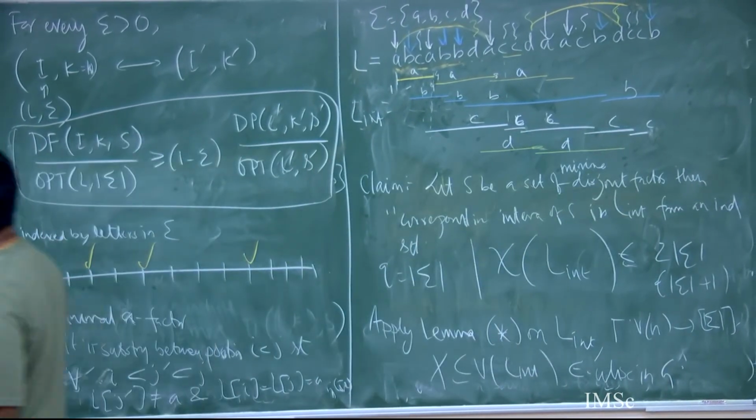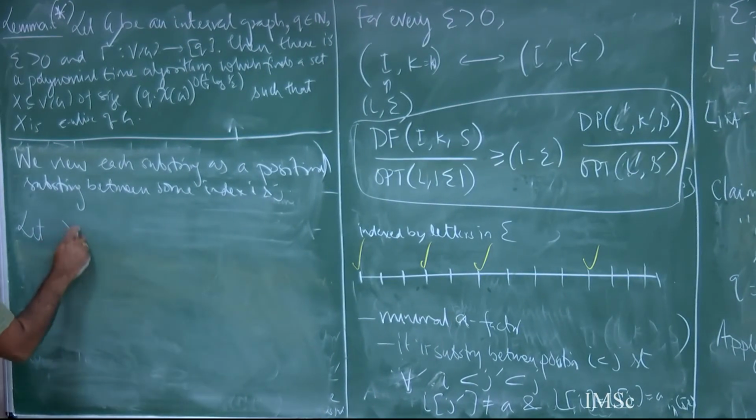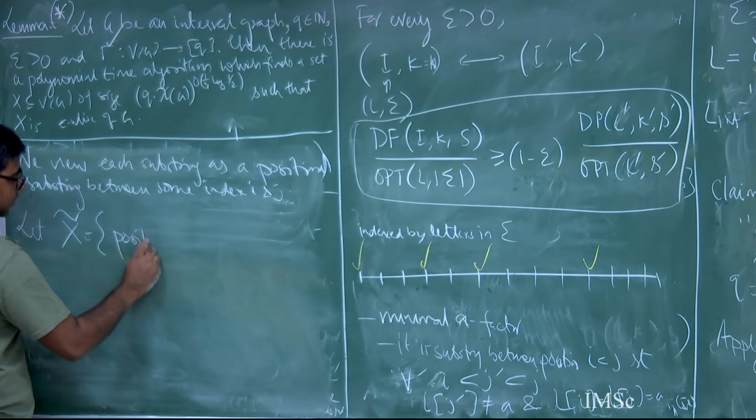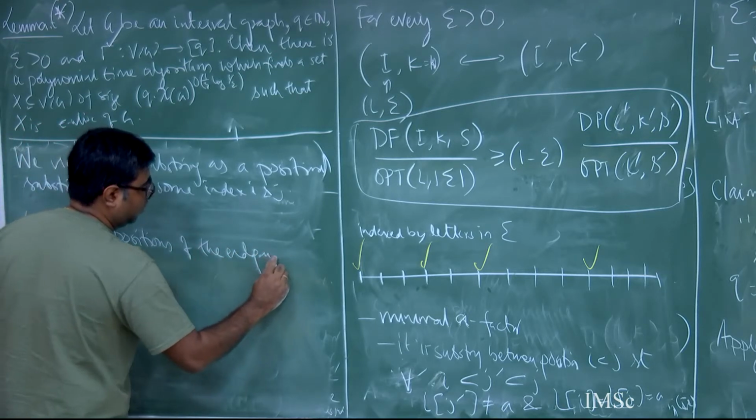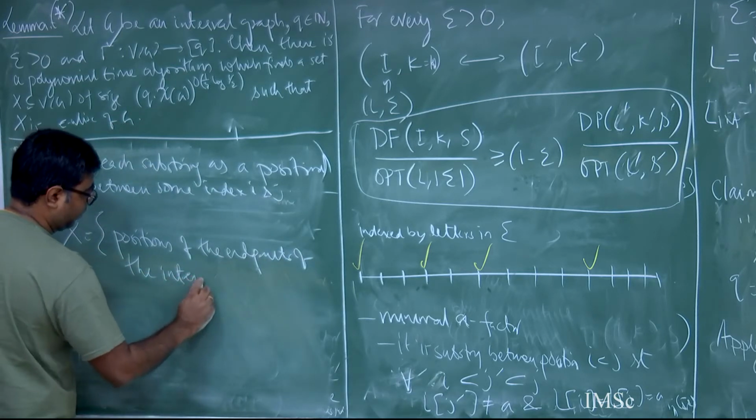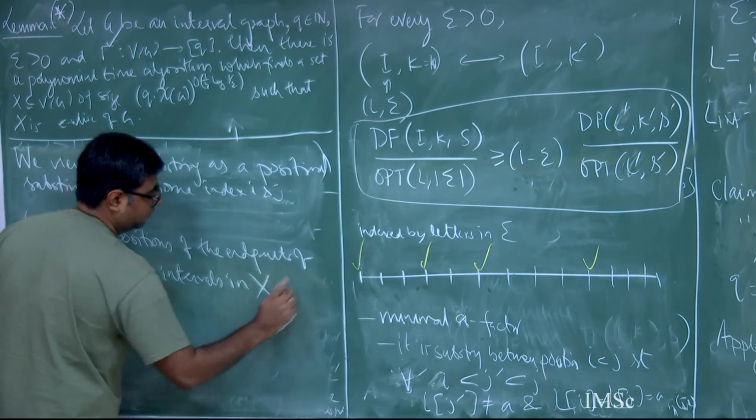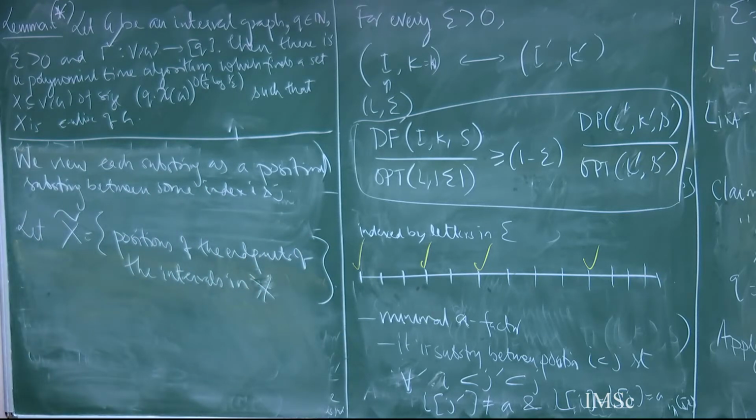So now what I say, let X tilde be the positions of the endpoints of the intervals in X. That is what my X tilde is. What is X tilde? I look at each interval in whatever my U list has returned, I look at both endpoints and I keep them as X tilde. Okay?